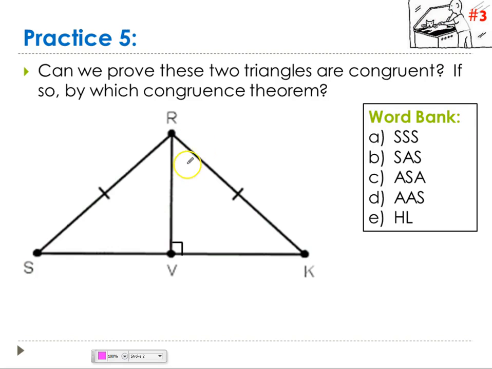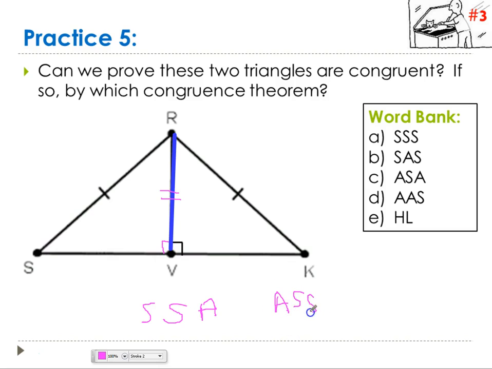Now if we look at this one, we're told a couple of things. We're told that this is a right angle, so this one must be a right angle too. These sides are congruent. Remember, when triangles are smushed up against each other, they're sharing the same side. This blue line here, RV, is the same length for this triangle as it is for this triangle. So this is our other congruent side. So let's look and see what we know. We have side, side, angle. Or you can think of it as angle, side, side. Remember, we just talked about that.